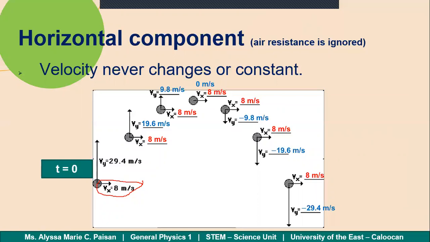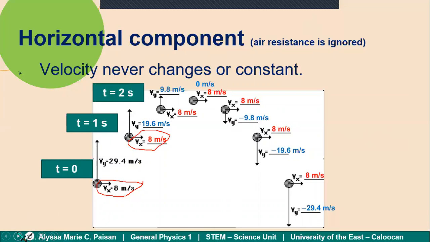So, the v sub x is the velocity along the horizontal axis, or pwede mo rin siyang tawagin as the horizontal velocity. Pwede mo rin siyang ganun tawagin. No? Notice that the horizontal velocity v sub x at t is equal to 0 is 8 meters per second. After 1 second, it is still 8 meters per second. Yan, tingnan mo lang yung mga red.